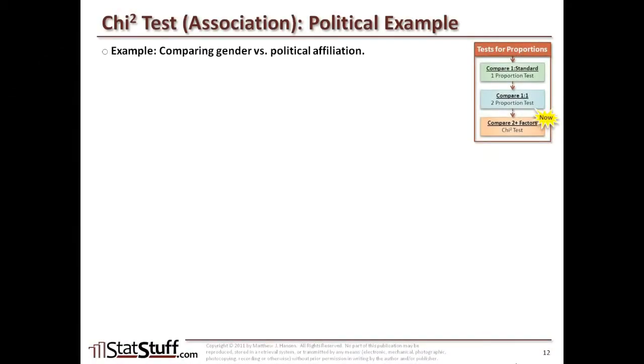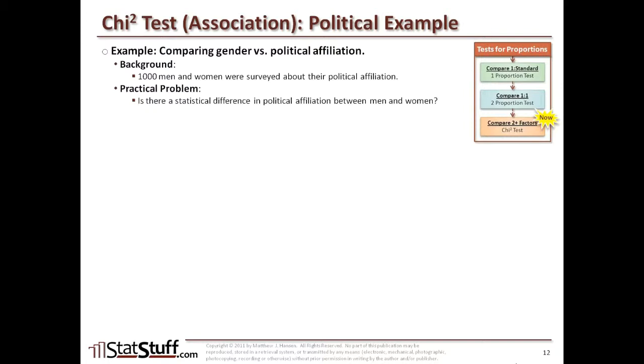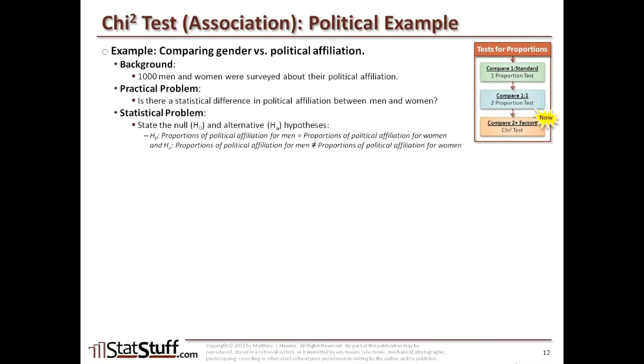Alright, so now as we look into this example for comparing the gender versus political affiliation, what we're going to say is the background is that there were 1,000 men and women that were surveyed about their political affiliation, and we want to know, is there a statistical difference in the political affiliation between men and women, at least among those who were surveyed?